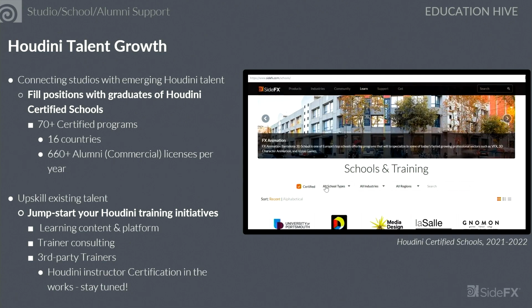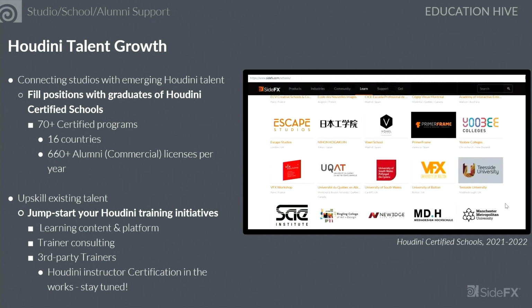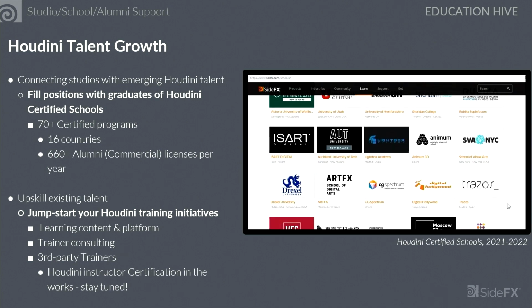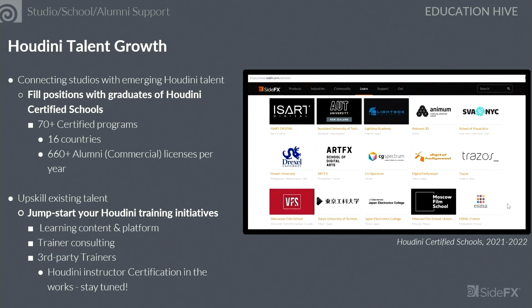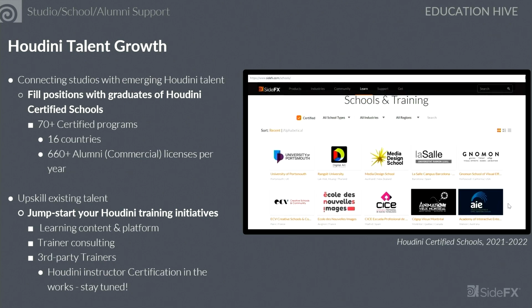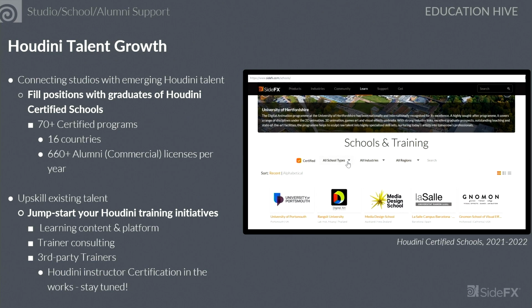Another way of talent growth is upskilling existing talent at studios. If you want to jumpstart Houdini training initiatives, we have a ton of learning content and a platform, which I'll go through in a second. We have trainer consulting services and a list of third-party trainers that we can match you to based on what you're interested in and what your teams want to learn.